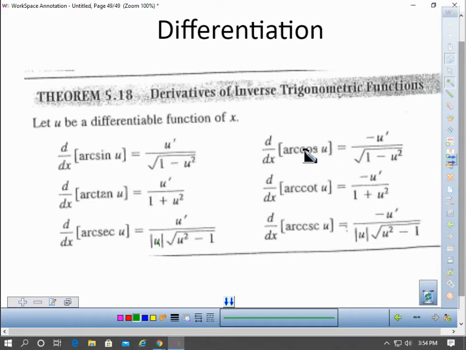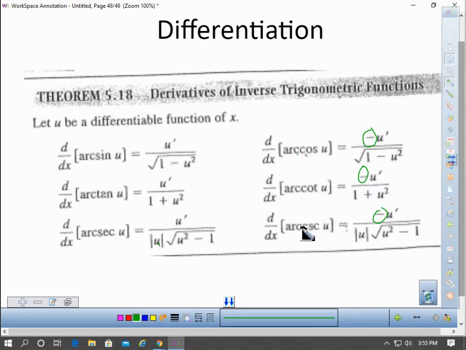So now, over here, if you look at your arc cosine, your arc cotangent, and your arc cosecant, those three are exactly the same as these guys over here. The only difference is they each have a negative sign. All right, everything else is the same. So the derivative of arc cosine is exactly the same as the derivative of arc sine, but it has a negative. All right, the derivative of arc cotangent is exactly the same as the derivative of arc tan, but it has a negative sign.